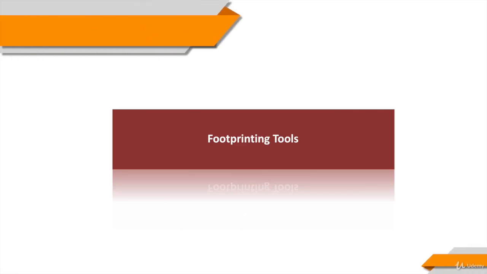Footprinting, also known as reconnaissance, is the technique used for gathering information about computer systems and the entities they belong to. To get this information, a hacker might use various tools and technologies.